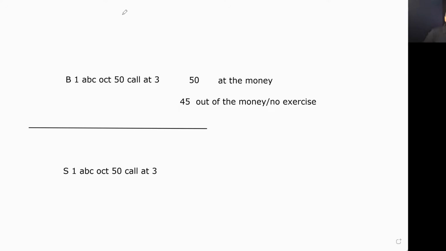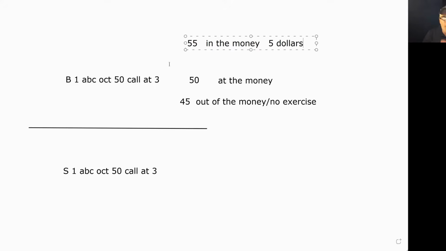Okay, now, let's say the stock is trading up at 55. That's in the money, okay? How much is it in the money? It's in the money by $5, not percentage, $5. Okay. So it's in the money by $5 or 5 points, whatever you want to say. That means you're probably going to exercise.